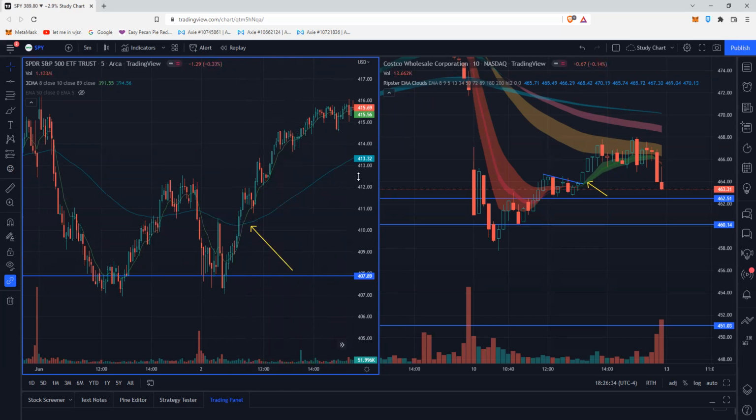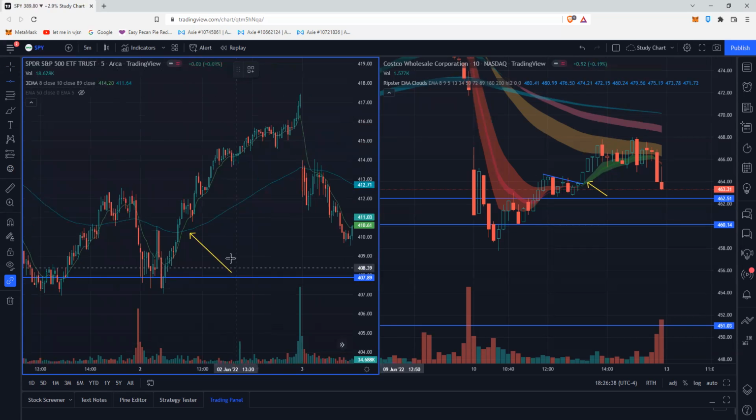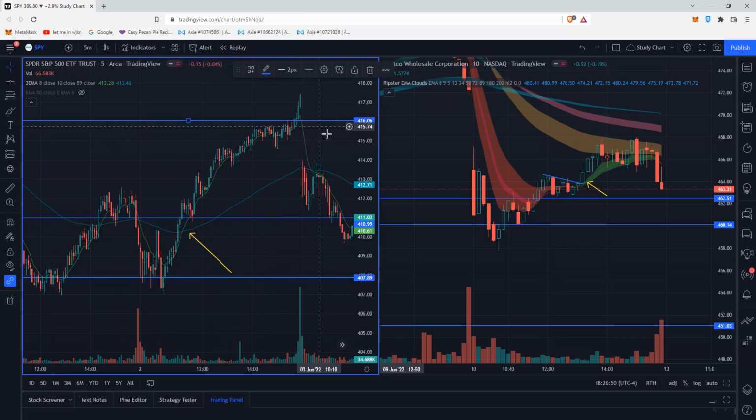So in this case, if we actually look over it, I would say I would enter here around 411. And then all the way here to 416. So that's $5. If you are on a zero expiration contract, you could easily make 300 to 500%.